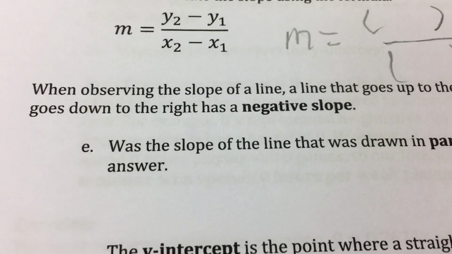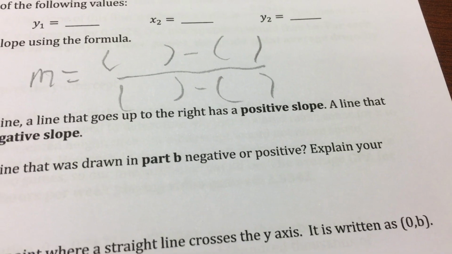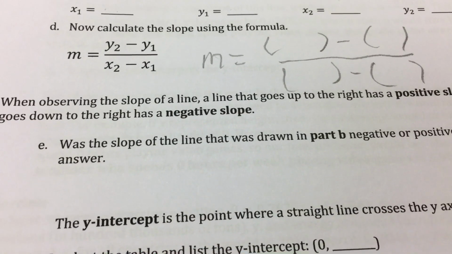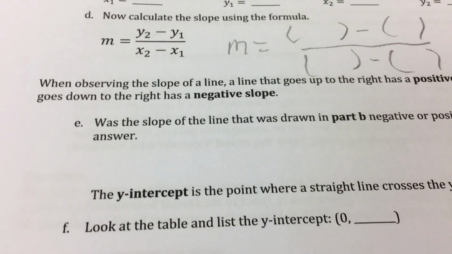Okay, so back up here, it says, was the slope of your line that was drawn in part B negative or positive? So you're going to see if your slope comes out negative or positive. And then it says, explain your answer. That means if you get a negative, tell which direction the line is slanting. If you get a positive, tell which direction.